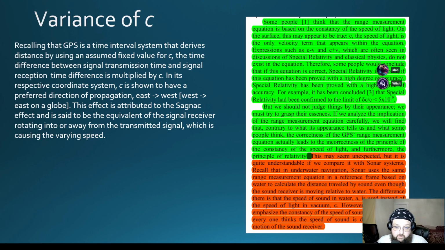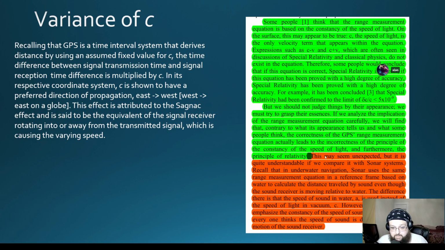Therefore, some people would conclude that if this equation is correct, special relativity is correct. If this equation has been proved to a high degree of accuracy, special relativity has been proved to a high degree of accuracy. For example, it has been concluded that special relativity has been confirmed to a very tiny number here. But we do not judge things by their appearance. We must try to grasp their essence. If we analyze the implications of the range measurement equation carefully, we will find that, contrary to what its appearance tells us, what some people think about the correctness of GPS's range measurement equation actually leads to the incorrectness of the principle of the constancy of the speed of light, and furthermore, the principle of relativity.